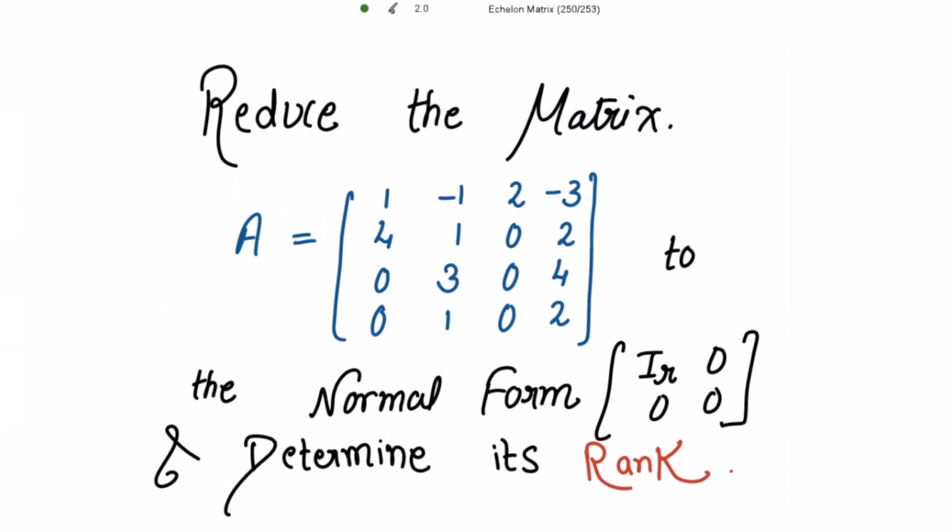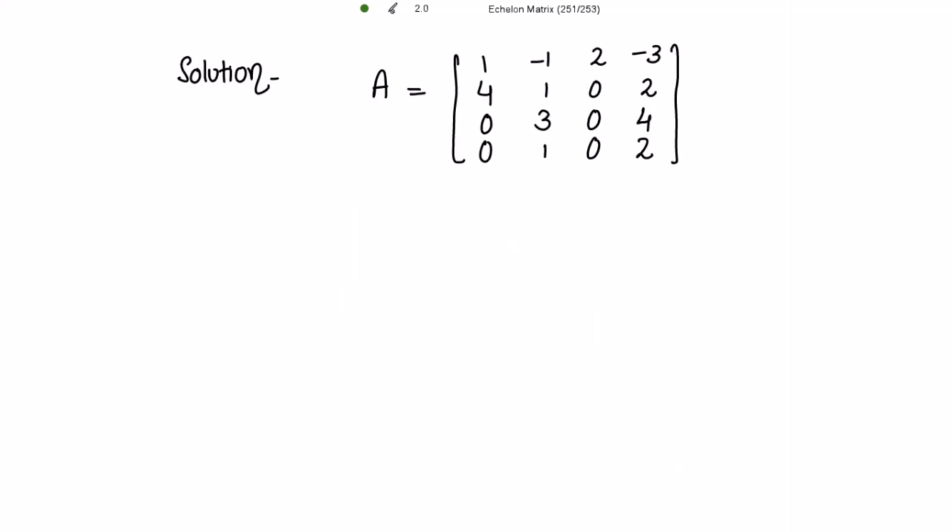We need to reduce this matrix to the normal format, that is the matrix containing the submatrices, that is the identity matrix and then the 0 submatrices, and also we need to determine the rank then. Okay, let's start with the solution. So this is your given matrix and we need to change this matrix to the normal format.